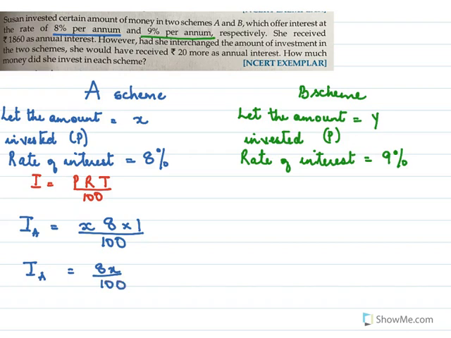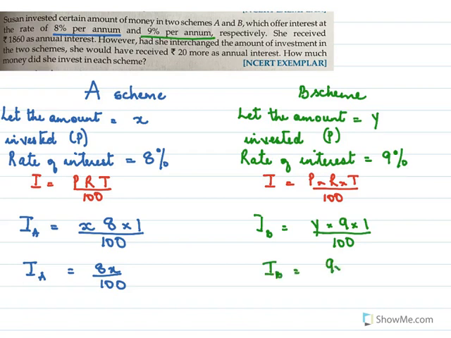Similarly, we are going to find the interest for scheme B. We use the same formula, interest equals principal into rate into time over 100. Now here we call it interest B. The amount of money he has put in scheme B is y. The rate of interest is 9. The time is annual, means 1 year, over 100. So the amount of money obtained for interest B is 9y over 100.